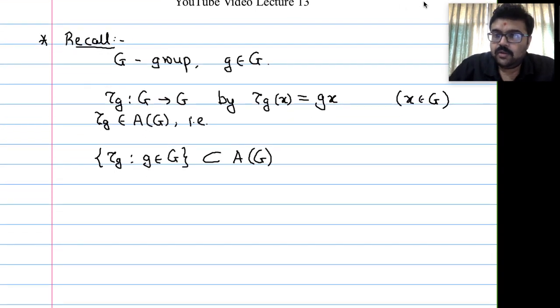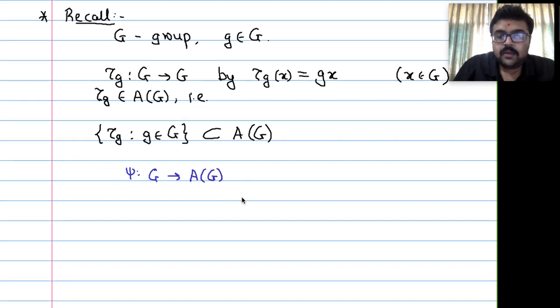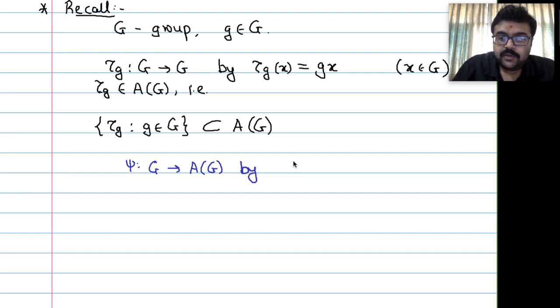inspires us to define a map. So we defined a map psi from G to A(G), by psi of g equals tau g. So when we have an element in G, we have a one-one onto function tau g, and this led us to Cayley's theorem. We showed that psi is an isomorphism.